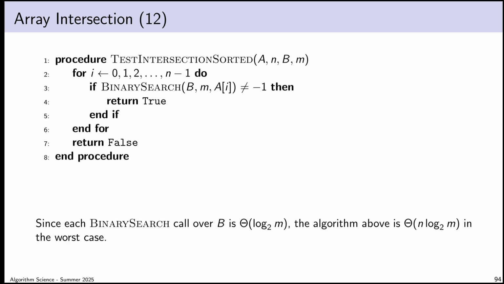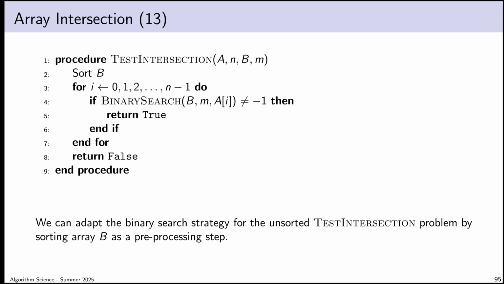Actually, I should talk about the running time quickly. So for this algorithm's running time, there are n iterations of the outer loop, and we know that the running time of binary search is log of the size of the array you're searching. But the array we're searching here is B, so it's actually log base 2 of m, which means the total running time is n times log m, which is definitely an improvement over n times m.